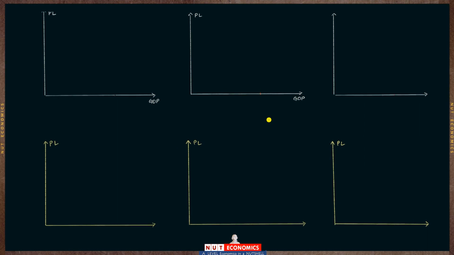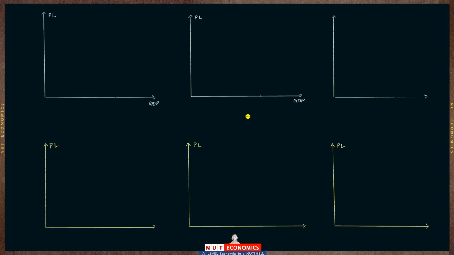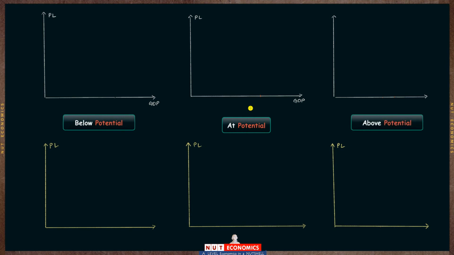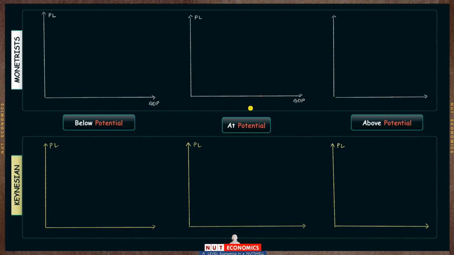So as far as the short-run equilibrium is concerned, we said the economy can be at potential, below potential, or above potential. Now we can depict all of these three situations either through the monetarist version or the Keynesian version. To show that through a monetarist version, we'll just draw an aggregate demand and a short-run aggregate supply curve, and we will assume that this equilibrium GDP is also the potential output of the country. As simple as that. Through this potential output will then pass the long run aggregate supply curve.